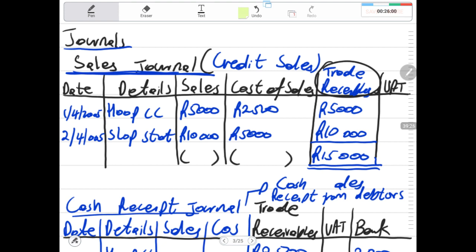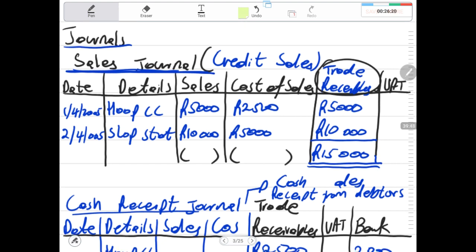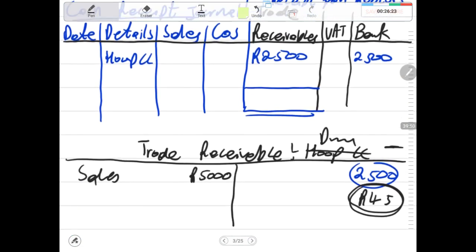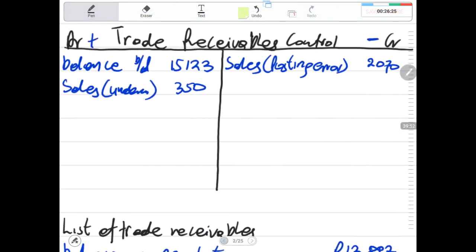But a sales return journal is when we are doing the reversal of what we have done, because the customer has reversed or returned the transaction. So it's exactly the same columns, but the total of the sales return journal under the trade receivables column will be recorded on the credit side of the trade receivables control. Now, let me go to the next transaction.